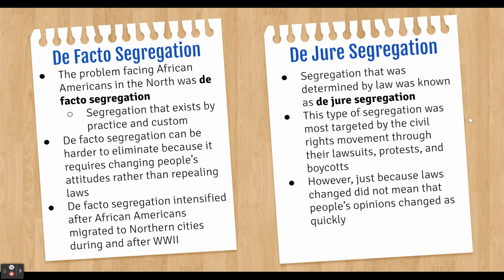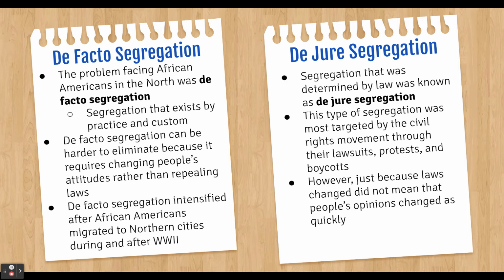De facto segregation. The problem facing African Americans in the North was de facto segregation. This is segregation that exists by practice and custom. So it's not a law. It's not something that people are forced to do. When you think about a community like Harlem, which is primarily African American, when African Americans moved up north, they tended to live in neighborhoods that were primarily African American. So that was a choice they made, but by making that choice, they are almost segregating themselves by default. So de facto segregation can be harder to eliminate because it requires changing people's attitudes rather than repealing laws.